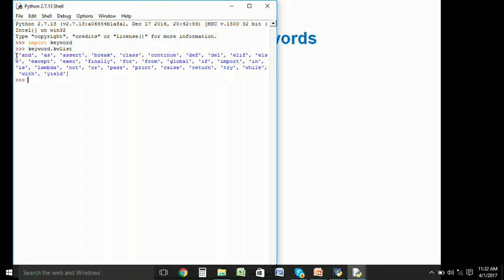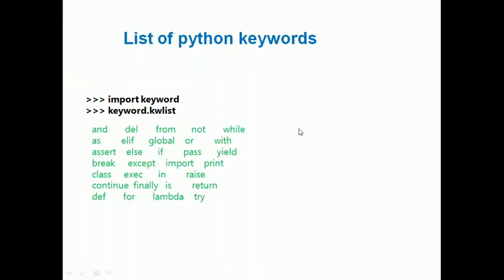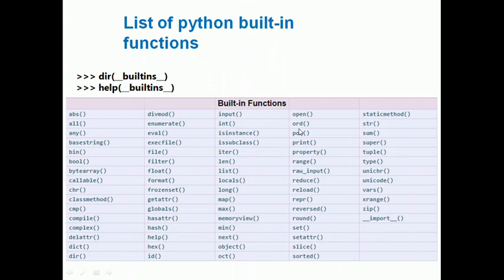So with the help of these keywords, you can write a program. Along with these keywords, Python has many built-in functions. To know the built-in functions, again in the Python shell, you can just type dir(__builtins__). And to know details of those built-in functions, you can use help.